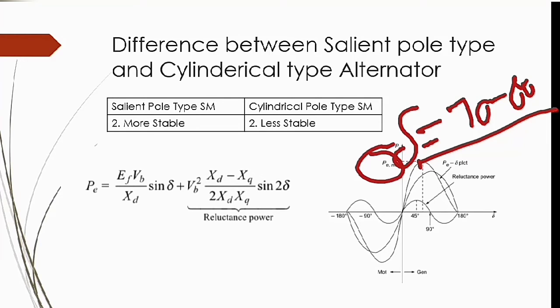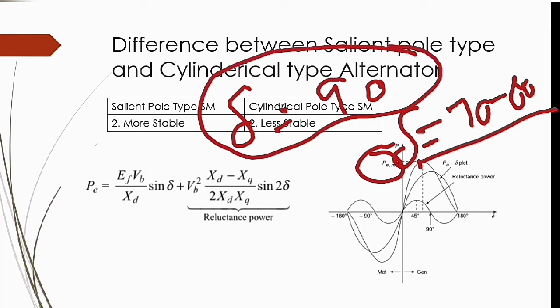So that's why the steady state limit is reached at a lower load angle as compared to the cylindrical pole type synchronous machine, where delta equals 90 degree, with 90 degree we will get the maximum power. Okay, here the angle is between 70 to 80 degree, you will get the maximum power, and the maximum power is greater than the cylindrical pole type synchronous machine. That means the limit is also increased in case of the salient pole synchronous machine.